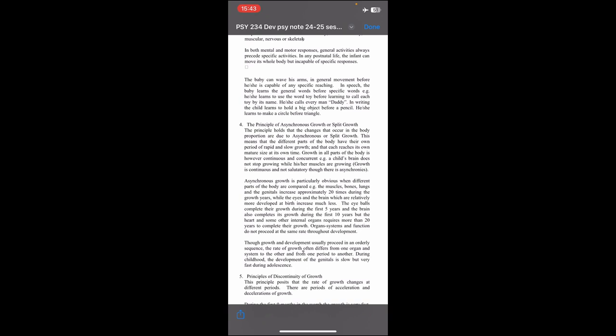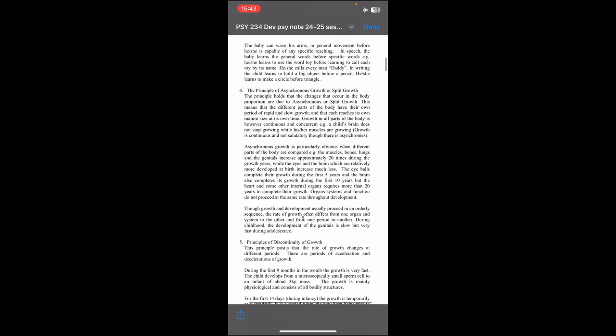So this part, the period of rapid and slow growth, don't let it confuse you. Each part reaches its own mature size at its own time. Growth in no part of the body is, however, continuous and concurrent. A child's brain does not stop growing while his muscles are growing. Exactly. So the growth of one doesn't affect the growth of another.